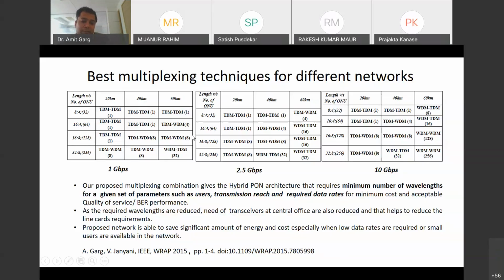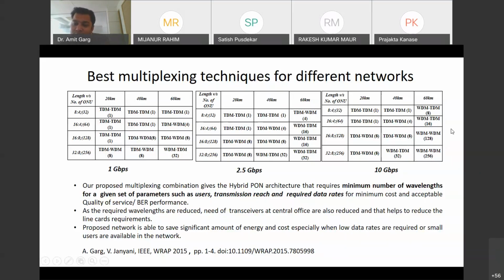Okay, and the number in the bracket indicates the number of wavelengths that is required, or we can say the transmitters at the transmitter. So in this case we require 32 transmitters, and in this case only one transmitter. And if we want to transmit the data at 10 Gbps, then for 20 kilometers and a very small network of 32 users, we can employ pure TDM PON. Only one wavelength will suffice.